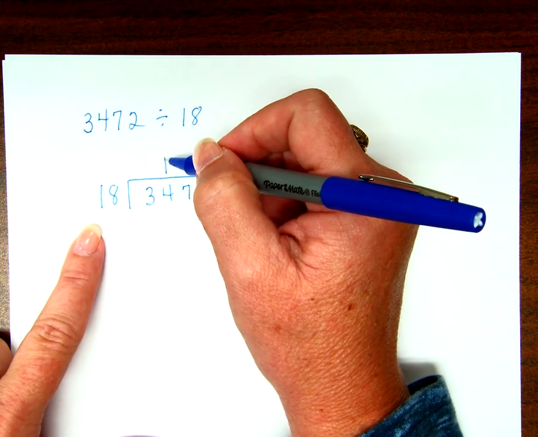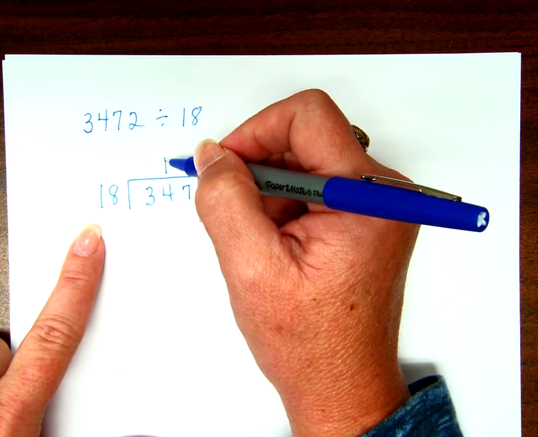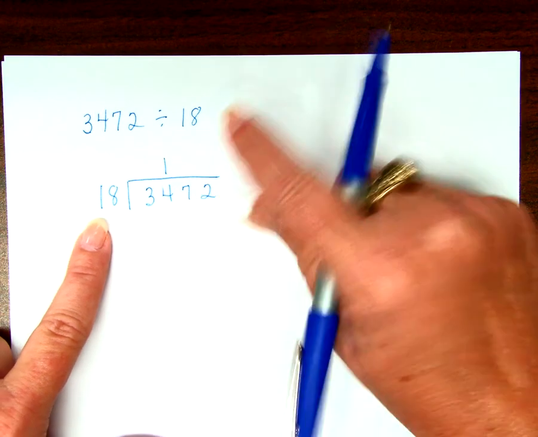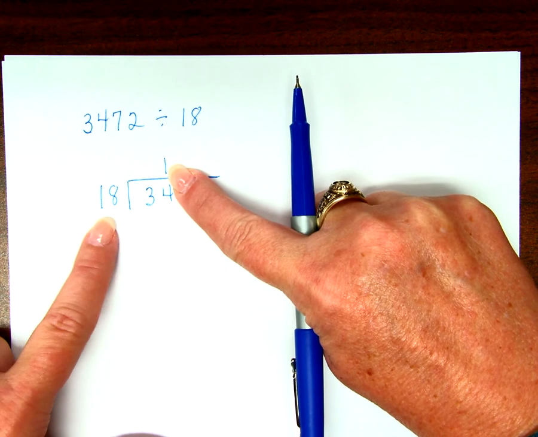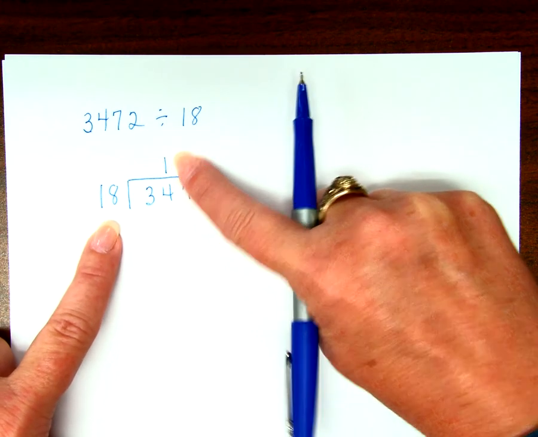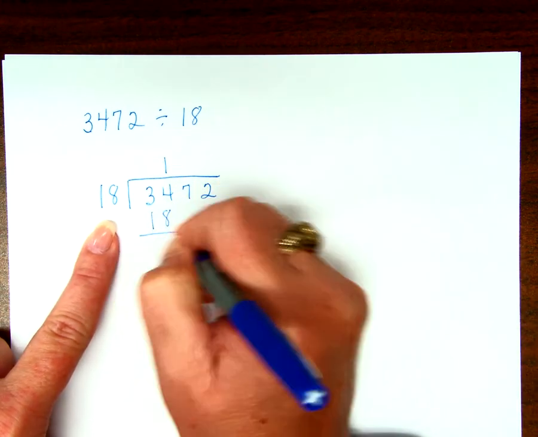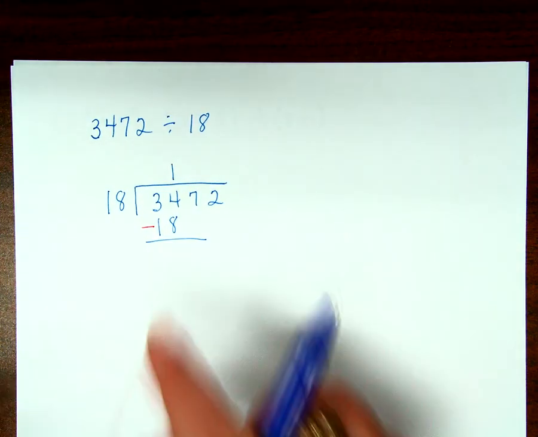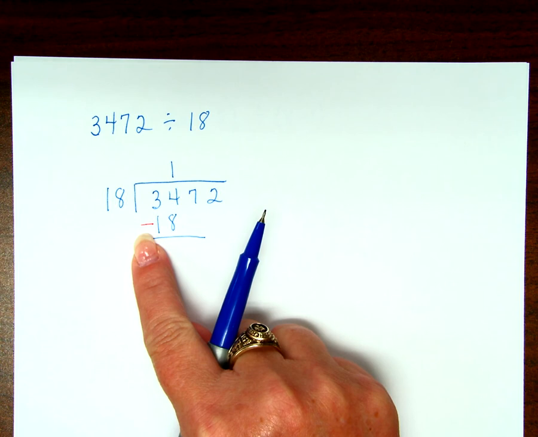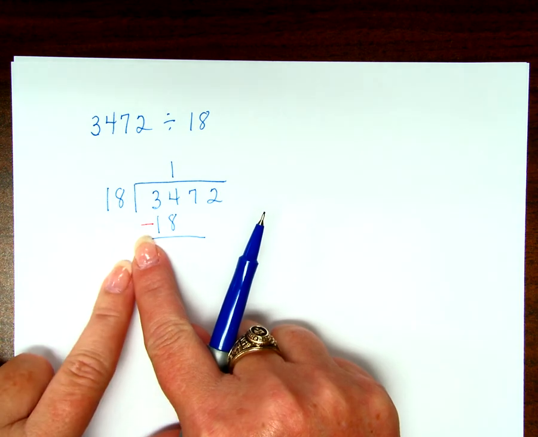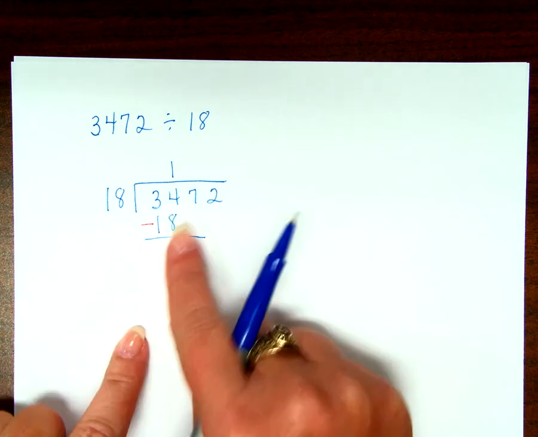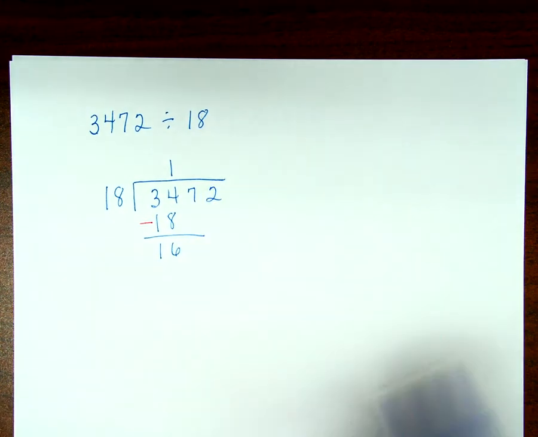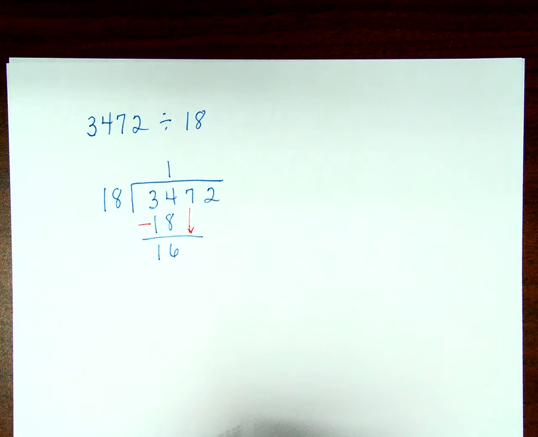What do I do first? So where did I get 18? 1 times 18, right? I multiply these two, and I get 18. And then you subtract. Notice I used a different color. Okay? You'll see why in a little bit, I hope. So what's 34 minus 18? 16. And then what? You bring down the 7, the next term, right?